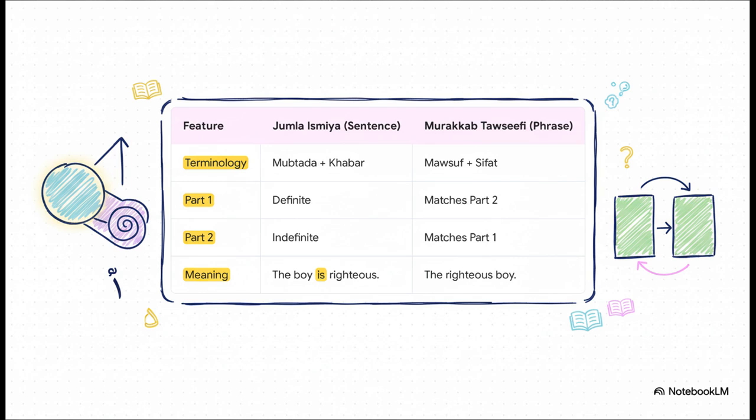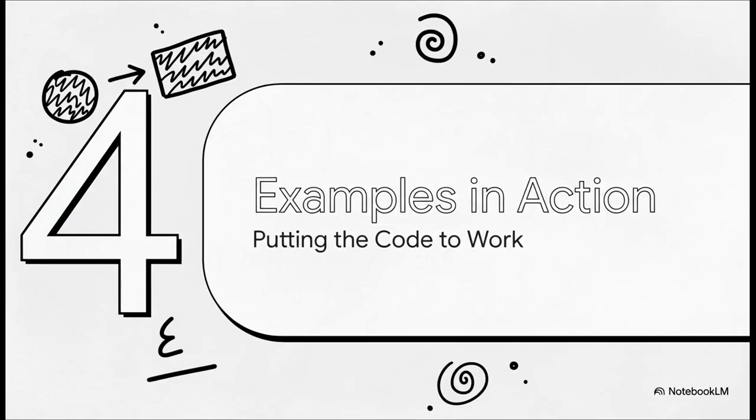But now look at the phrase on the right. Both parts match. Al-waladu al-salihu means the righteous boy. There's no is. See the pattern? That mismatch, definite followed by indefinite, is the secret signal for a complete sentence. It's the code.